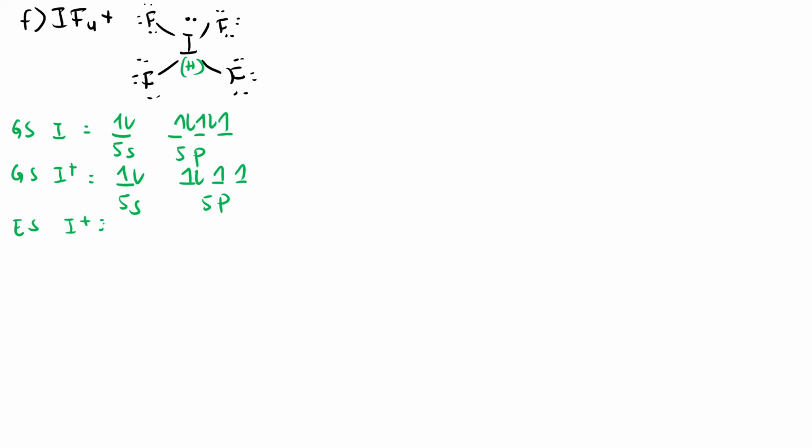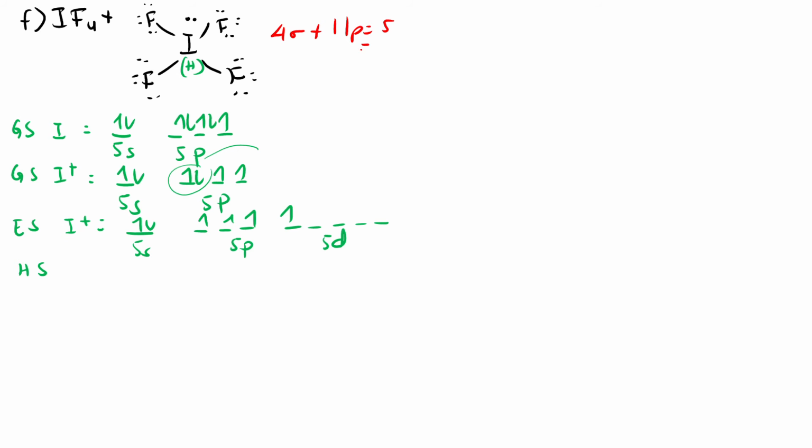So daripada dua structure kita perlukan 4 unpaired electron. So meaning kita perlu excite satu ni pergi kepada 5D. 1, 2, 3, 4, 5D, 5P, 5S. 1, 2, 3, 4. Then hybridized state. Oh, kita tak determine lagi hybridization untuk I. So ada 4 sigma plus 1 lone pair. So overall is 5 sp3d.